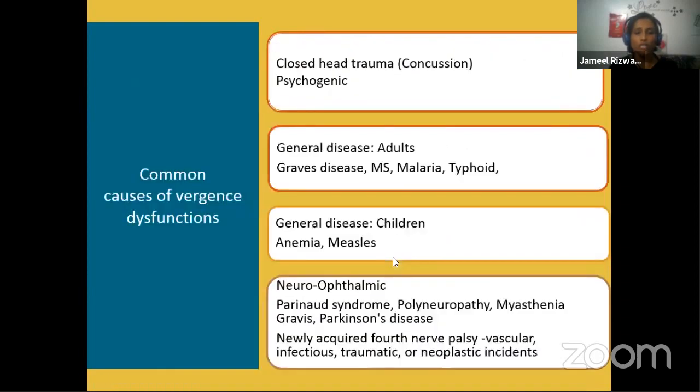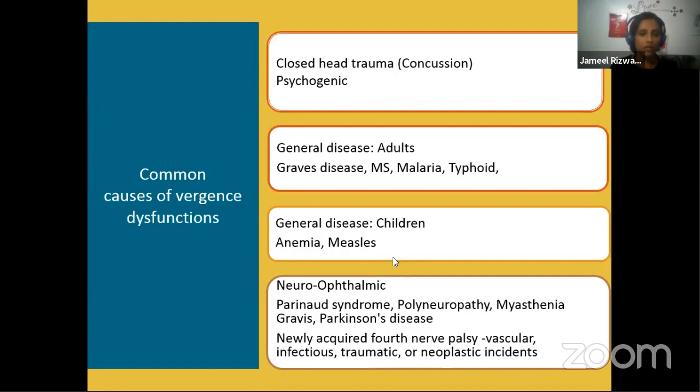Next, moving on to Vergence dysfunction, a very similar kind of list, but here it's not as long as the list that I showed before. But here I would request your attention to certain factors such as a newly acquired fourth nerve palsy due to a vascular or infectious etiology, a closed head trauma, and any kind of vertical gaze palsies as in Parinaud syndrome. So if you see associated eye movement issues or any kind of abnormality which you are not able to explain, it's very important to co-manage the problems.